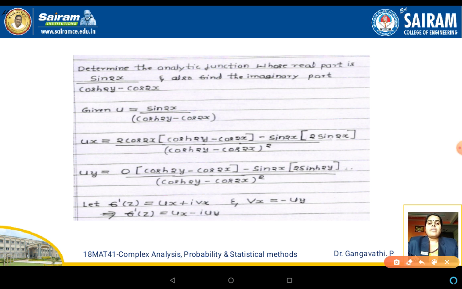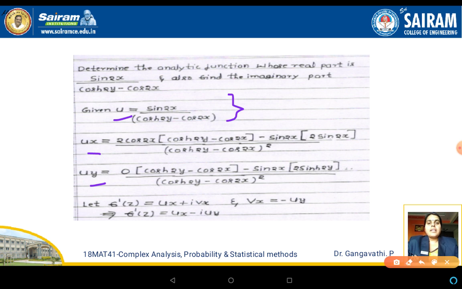Since the real part has been given, you can take it as u, which is equal to sine 2x by cos hyperbolic 2y minus cos 2x. As per the working rule, find ux and uy. To find the derivatives, you have to use the quotient rule, that is the u by v formula. Differentiating that, we get 2 times cos 2x. Whenever we differentiate partially with respect to x, y terms can be treated as constant. So with that, ux and uy expressions are this.